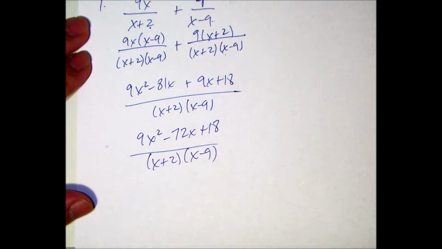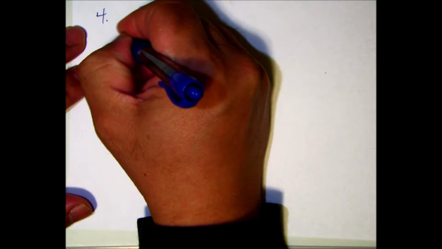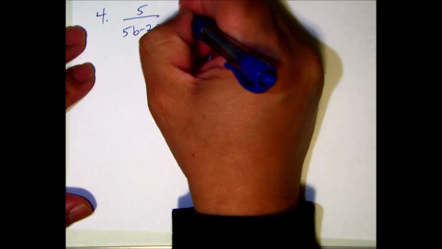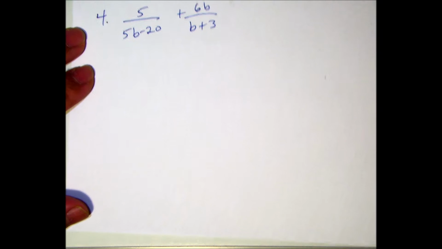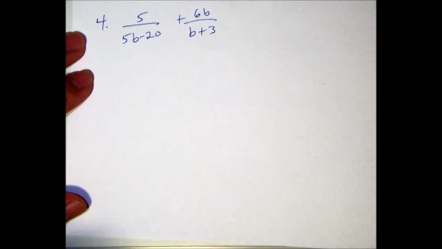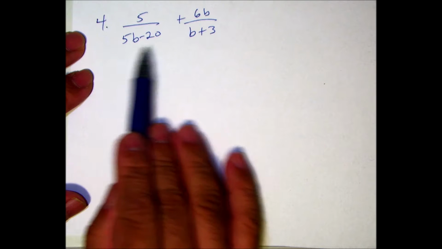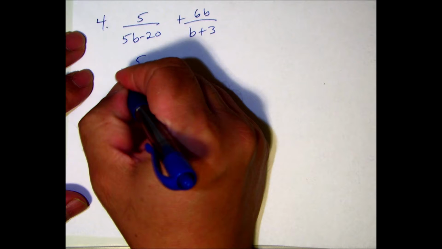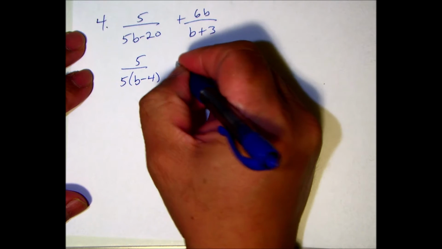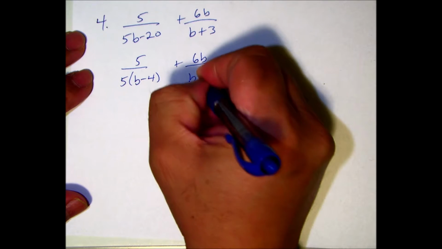Alright, let's go on. Let's do another one. Let's do one that's a little different. Let's do number 4. So here is number 4. Okay, now we haven't been factoring yet, but when I see something like this, there is a common factor. If you can factor out a common factor, it's in your best interest. So I'm going to go ahead and factor that out, doing nothing with the second fraction.